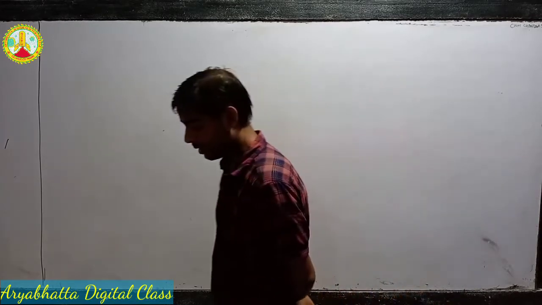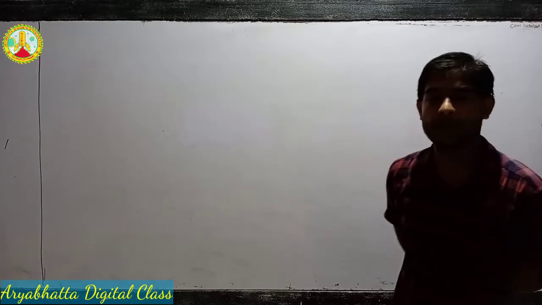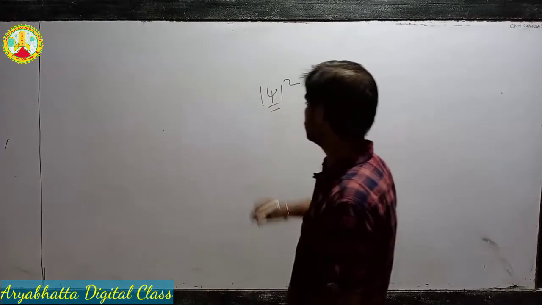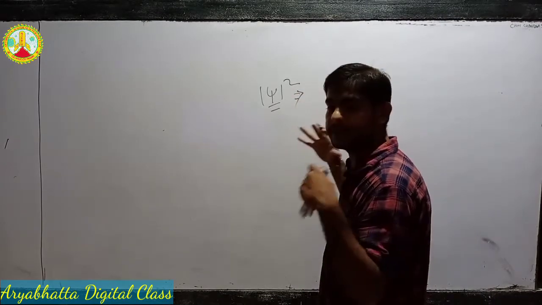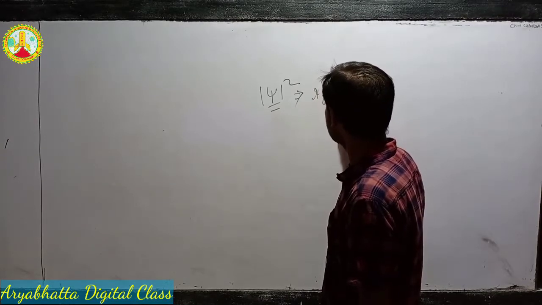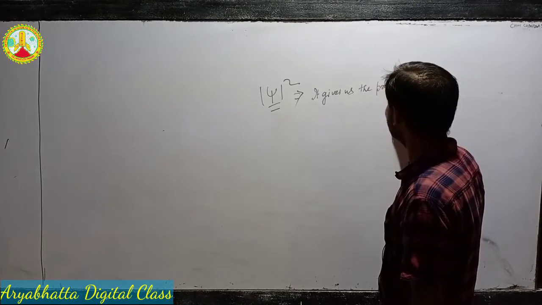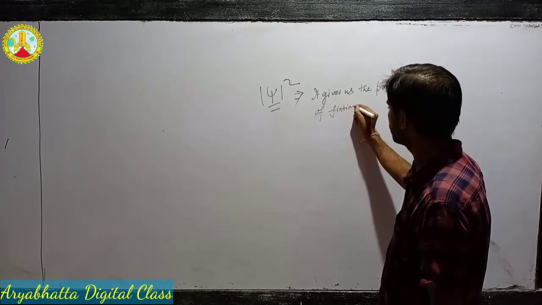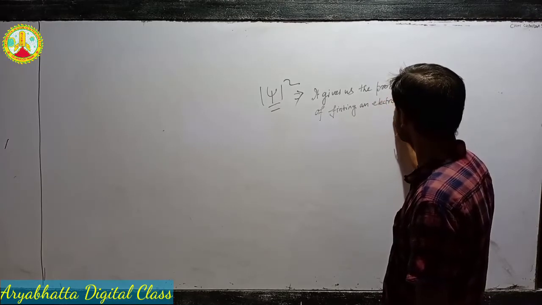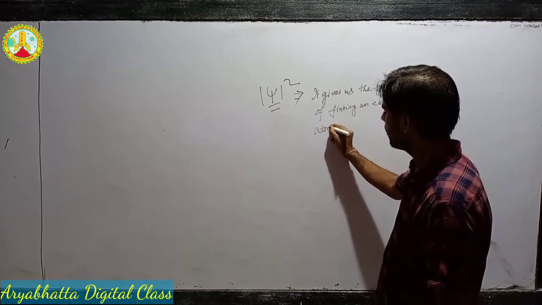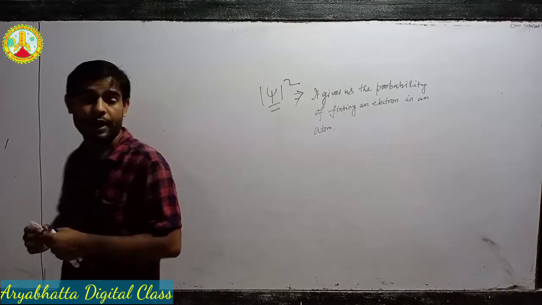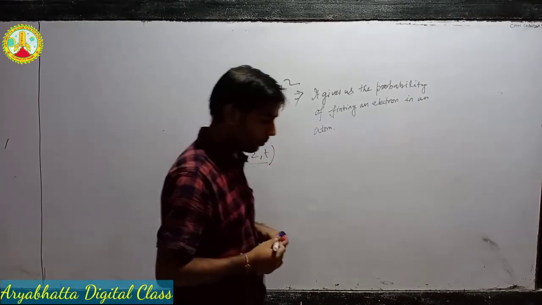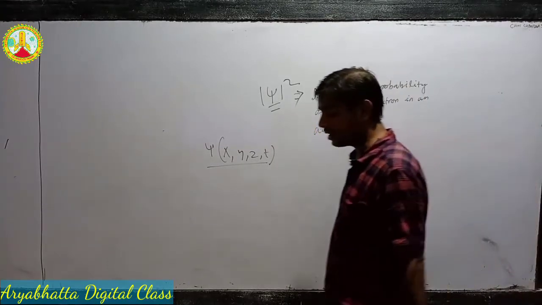We will try to put it somewhere in this equation. Now see, the psi square that I'm talking about, what does it signify? It gives us the probability of finding an electron in an atom. Psi is a function of x, y, z and t, space and time. So the value of psi square tells us just the probability.